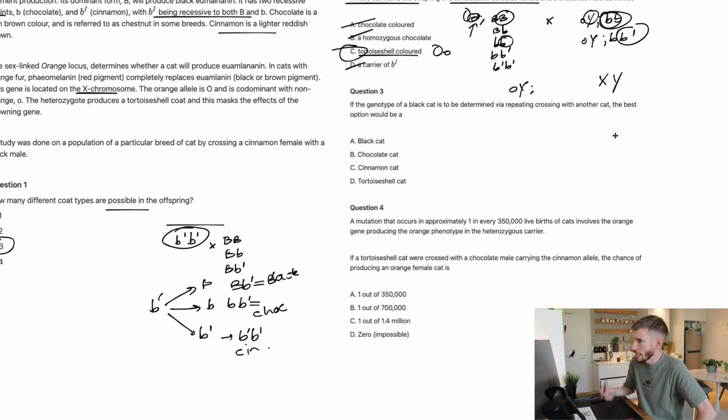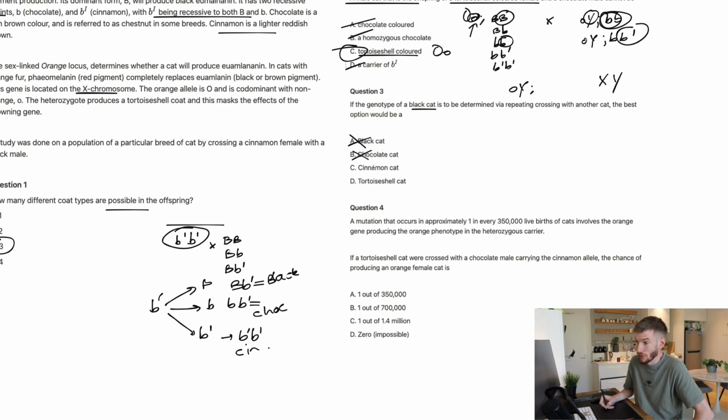And then question 3, if the genotype of a black cat is to be determined via repeated crossing with another cat, what would be the best option? So we've got a black cat that is dominant for the color, right? And we want to know, is it homozygous or is it heterozygous? That's hinting at maybe a test cross. So with a test cross, you want to go with a recessive trait. So therefore black is not recessive. So you don't want to go with that.